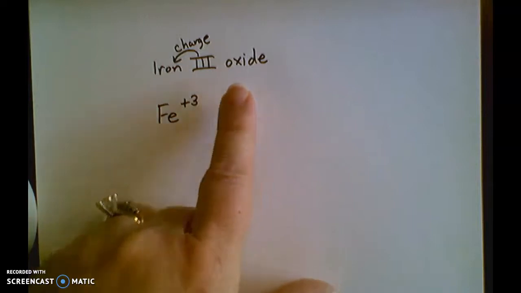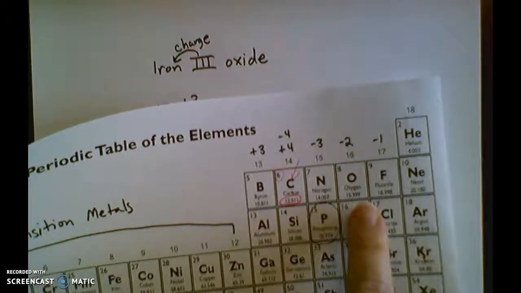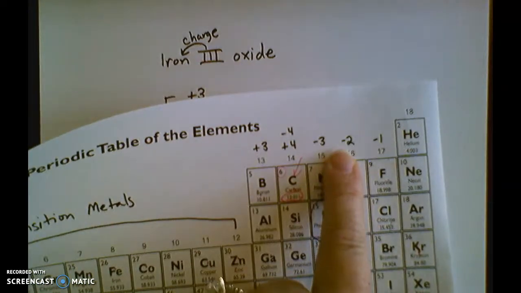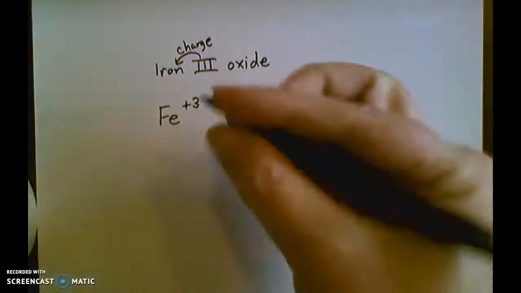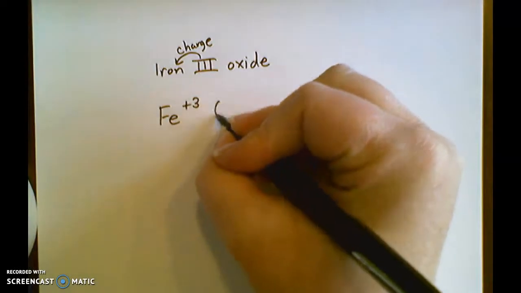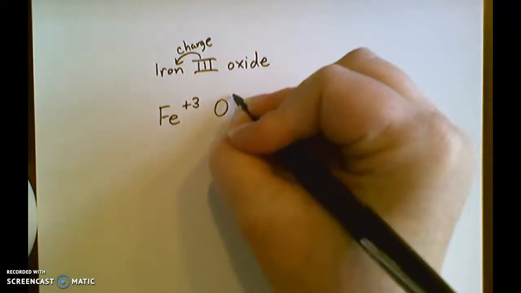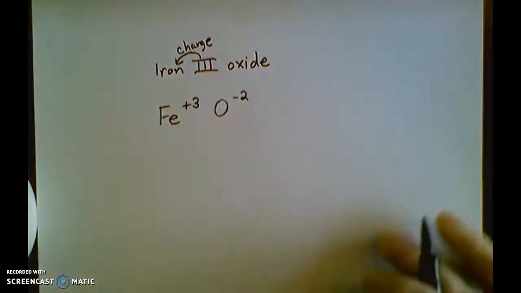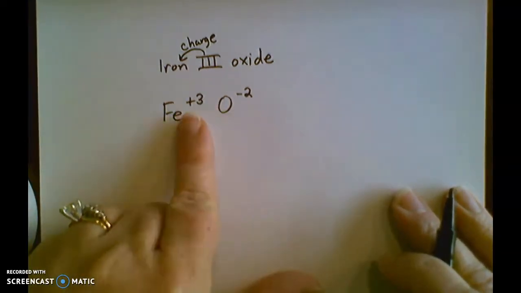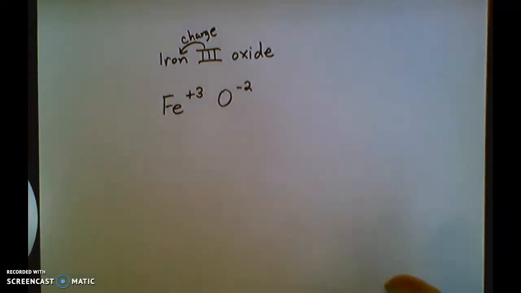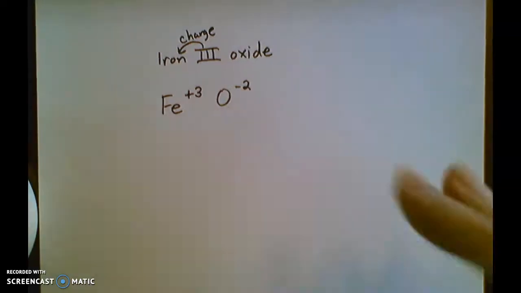For oxide, I'm looking at oxygen on my periodic table. It has a -2 charge always because of the column that it's in when it's in an ionic compound. And so I see that these 2 charges do not balance each other out. Again, I'm going to do the crossing over method. If you want to do the method where you write them out, that's perfectly fine.